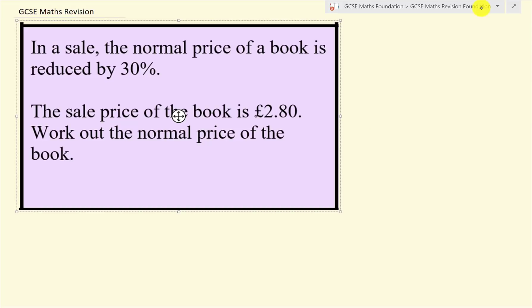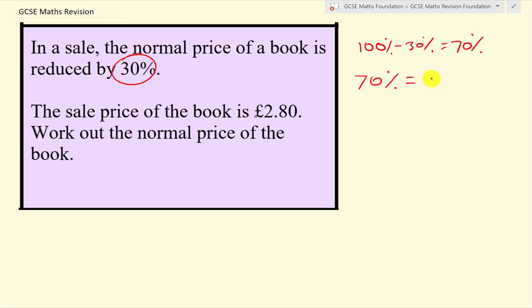In a sale, the normal price of a book is reduced by 30%. The sale price of the book is £2.80. Work out the normal price of the book. So it's been reduced by 30% out of the 100%. So the percentage was 100%, reduced by 30%. At the moment it's worth 70%. So we know 70% is the current price of £2.80. We need to find out what the 100% price is, because we need to work out what the normal price of the book is before the reduction.